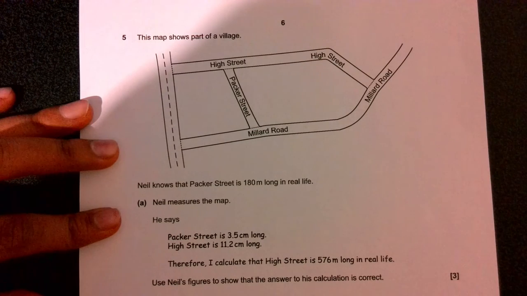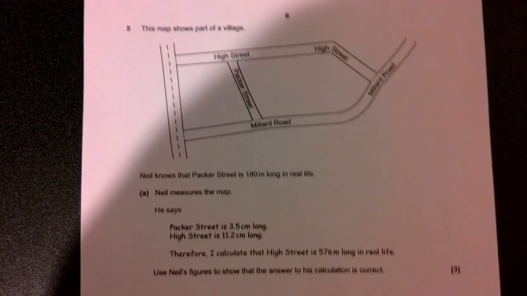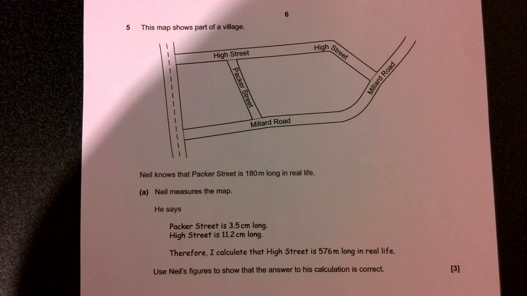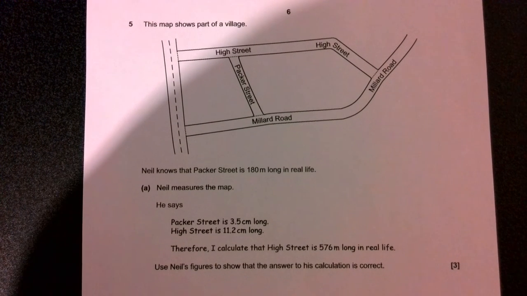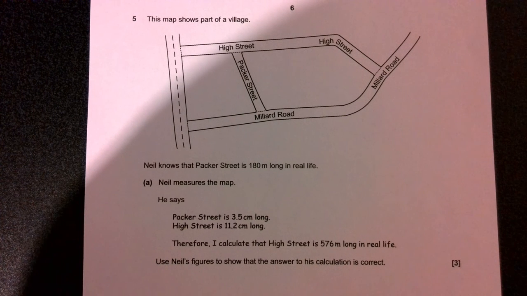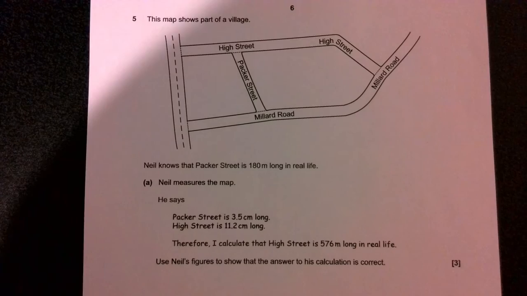Okay, so now for the next question, question 5. This part shows part of a village, and Neil knows that Parker Street is 180 meters long in real life, and Neil measures the map. He says Parker Street is 3.5 centimeters long, High Street is 11.2 centimeters long. Therefore, I calculate that High Street is 576 meters long in real life. Use Neil's figures to show that his answer to his calculation is correct.